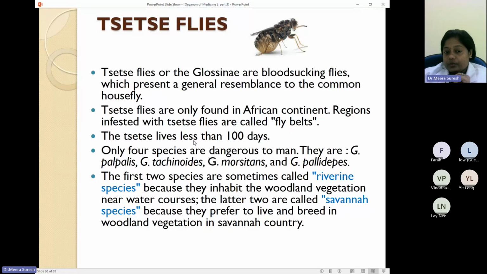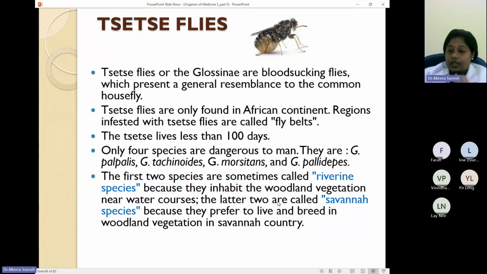The tsetse flies live less than 100 days, and 4 species are there, and that's not much important. The first 2 species, Glossina palpalis and Glossina tachinoides, are called riverine species because they inhabit the woodland vegetation near the watercourses. The latter two, Glossina morsitans and Glossina pallidipes, are called savanna species because they prefer to live and breed in the woodland vegetation in the savanna country.